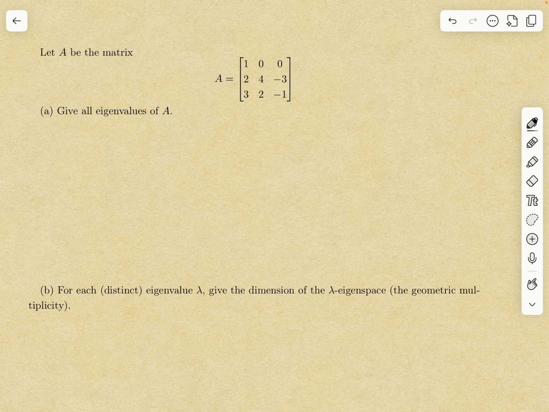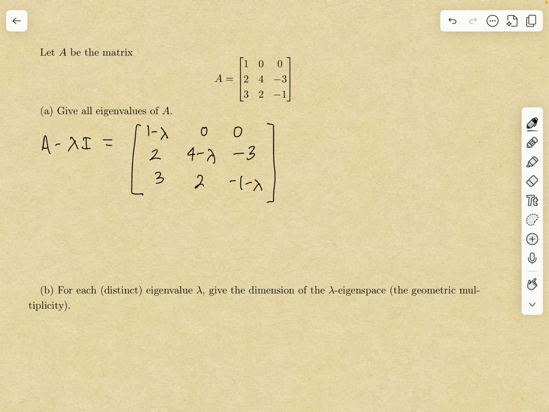Okay, let's go over the answer. So give the eigenvalues of A. Well, I have a 3 by 3 matrix, so to find the eigenvalues of A, we just find the characteristic polynomial and then find the roots. So first I'm going to do A minus lambda I, which is the matrix you get by taking away lambda on the diagonal. And then we calculate the determinant of this matrix.